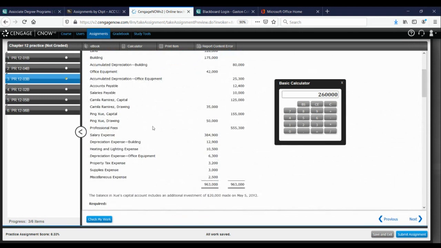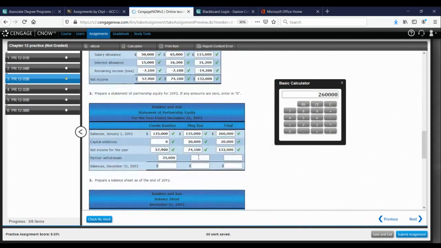And U's drawing was 50,000. The total drawing for both partners are added together. Now, the last step of the statement of partnership equity is to determine the ending capital balances for both of these partners.